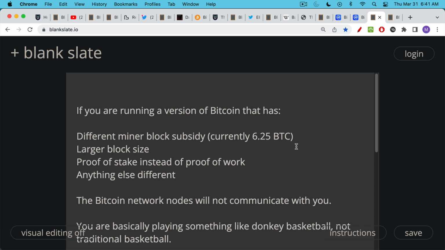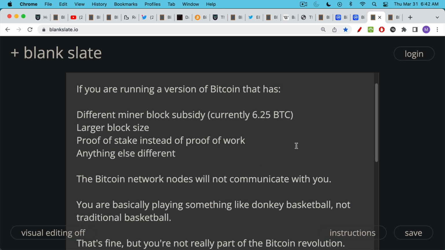So you could set up 200,000 nodes running a modified version of Bitcoin. It would not matter because the Bitcoin network is not a democracy. All those other nodes, the regular Bitcoin Core nodes, would not talk to you. And this is what makes a network. You have nodes agreeing to do the same thing in the same way that a basketball game is players and an audience and referees that have agreed on certain rules.